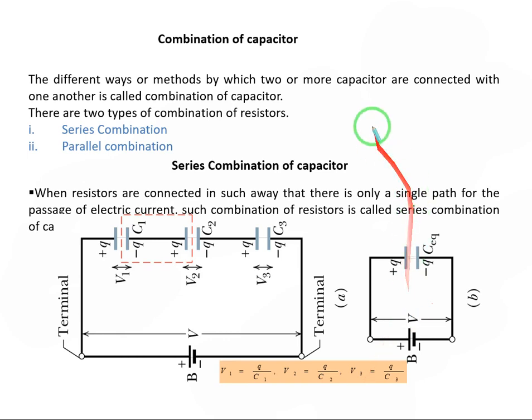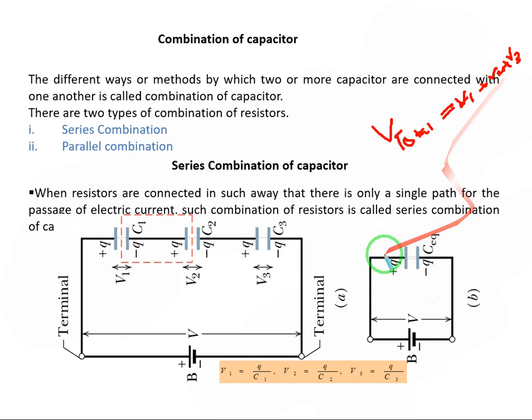So the resultant total voltage will be equal to V1 plus V2 plus V3, the combination of V1, V2 and V3. Basically, this is the formula.